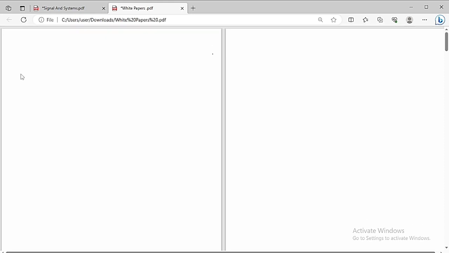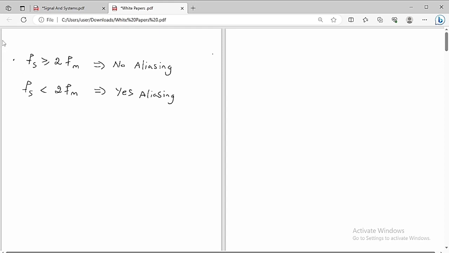See, the point here is very simple. Whenever the sampling frequency is greater than or equal to 2 times the signal frequency, then there will be no aliasing. No aliasing means no overlapping. Because of that, we can get back the original signal from the reconstructed signal, or the sampled version of the signal. Suppose the sampling frequency is lesser than 2 times the signal frequency, then aliasing is going to be present, meaning there will be overlapping. Because of this, you cannot get back the original signal from the sampled version of the signal. This point I have already told you so many times.